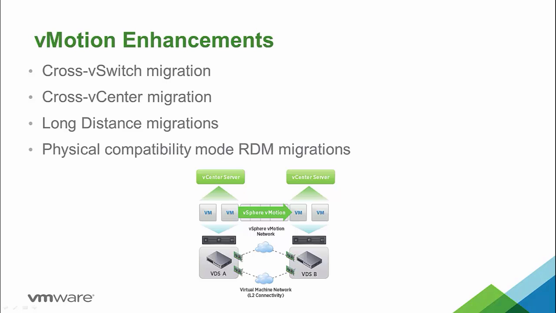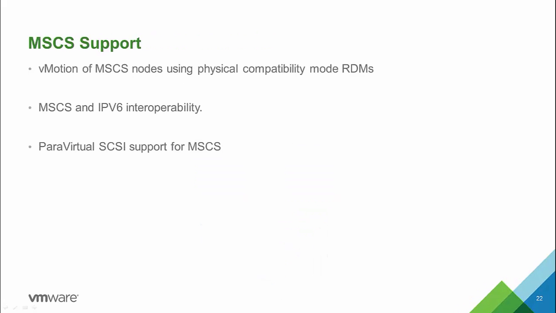vMotion for VMs that have physical compatibility mode RDMs was also introduced in vSphere 6, opening a few interesting options, one of which we will discuss in a moment. Support for Microsoft clustering was also introduced in vSphere 6. As I mentioned just in the slide previous to this one, support for vMotions of VMs that have physical compatibility mode RDMs is now allowed, which was one of the blocking factors for supporting vMotion of Microsoft cluster machines.